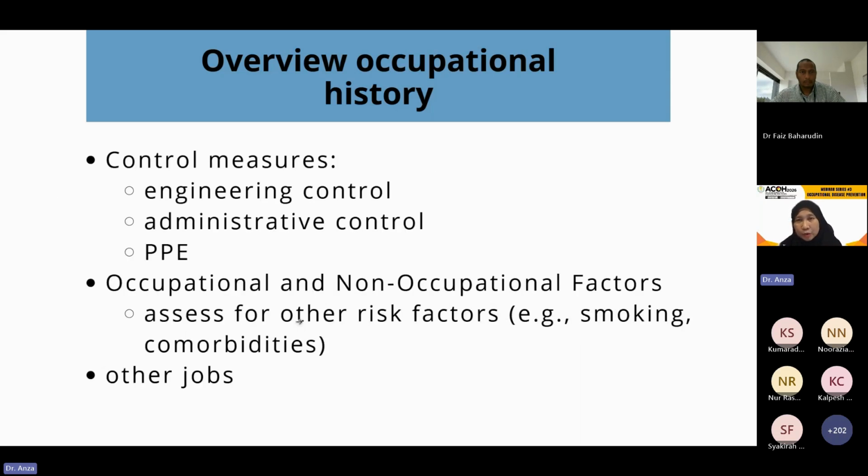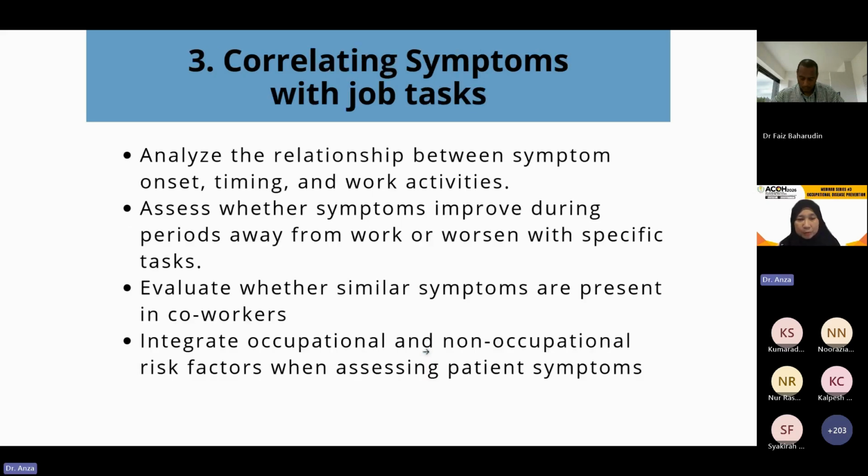And then we need to take the history of the control measures, such as engineering control, administrative control, and PPE. For the PPE, we need to ask whether they are wearing it correctly, because if they don't wear PPE correctly, then it is not effective. So we need to ask about occupational and non-occupational factors as well, and other part-time jobs.